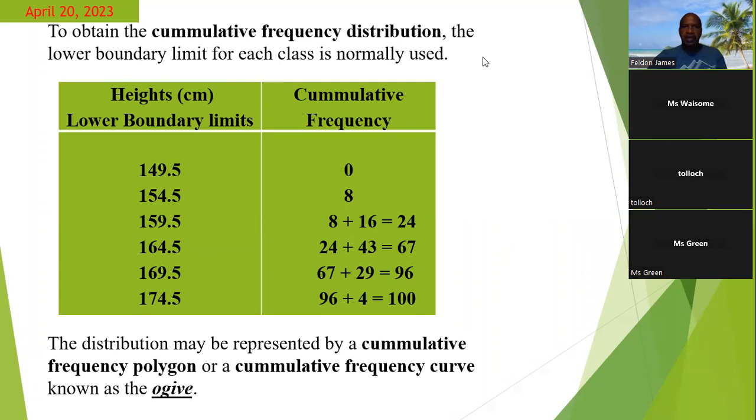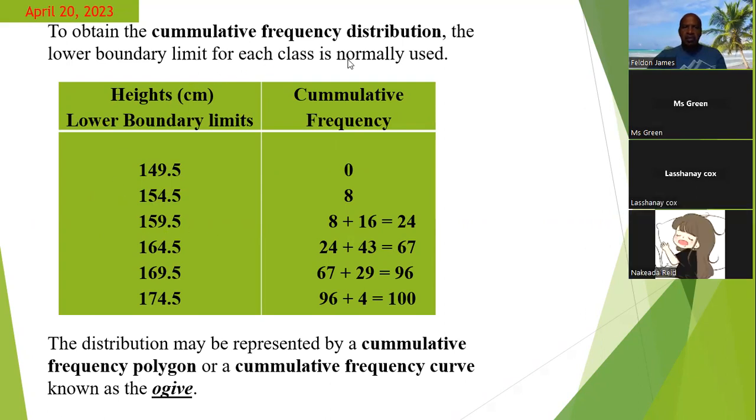So I was saying that you can plot your cumulative frequency curve. You first would have to construct this table, which is your cumulative frequency distribution table. And then from here, you're going to plot your graph, and you will get a cumulative frequency polygon or cumulative frequency curve known as the ogive. Some persons may pronounce it differently, but it's the same actual thing that we're referring to.